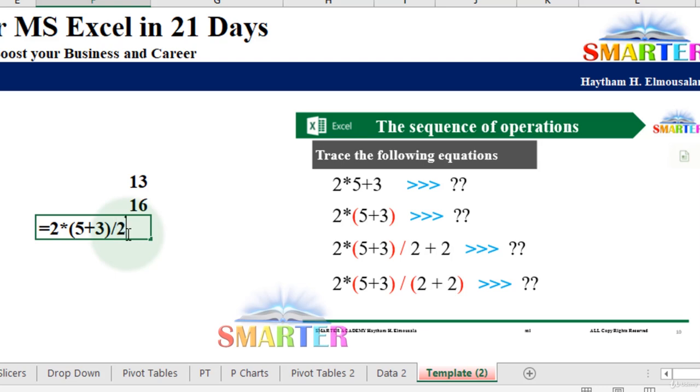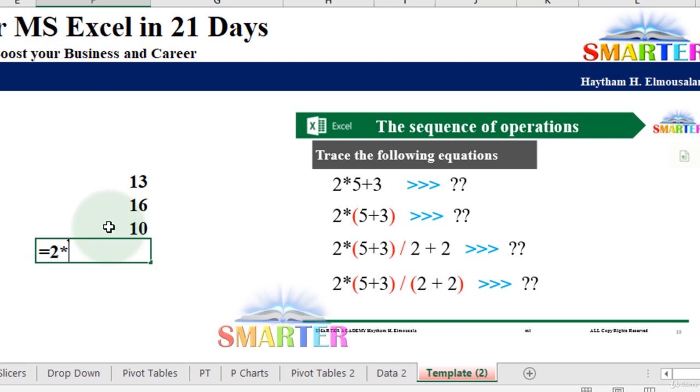So here division precedes addition. So the first operation will be 5 plus 3 is 8. 8 by 2 is 16. 16 divided by 2 is 8, plus 2 is 10. So the final result will be 10. Okay, that's right.